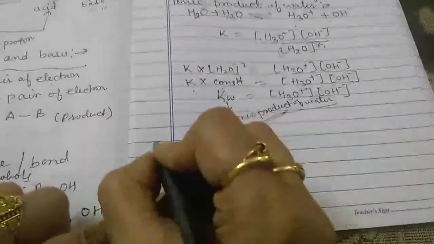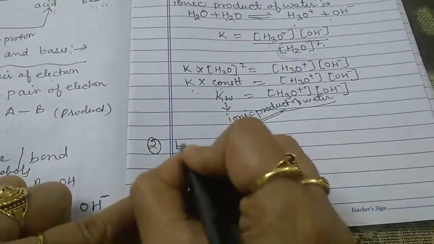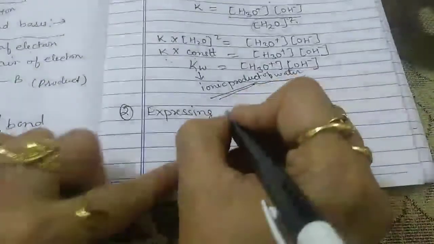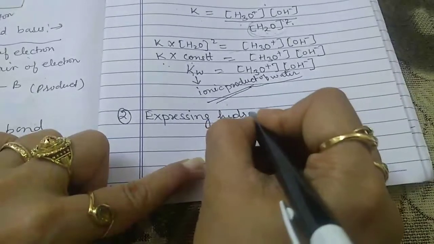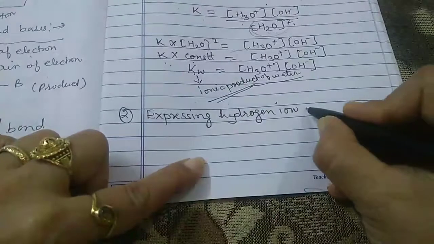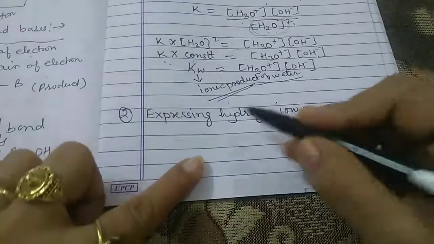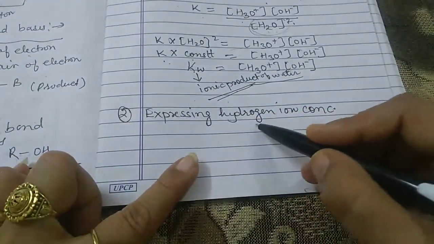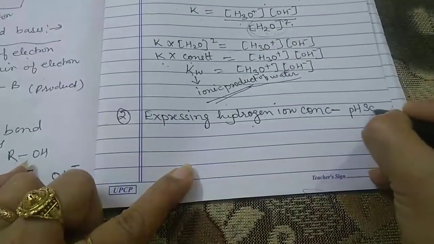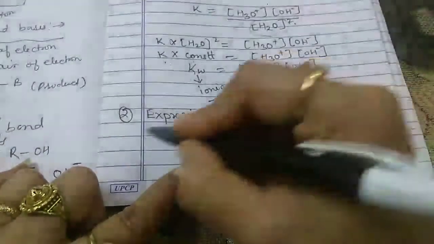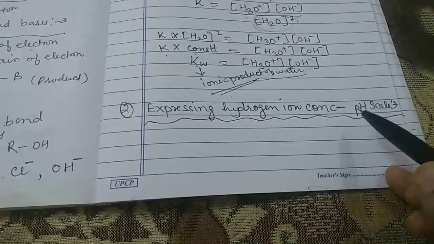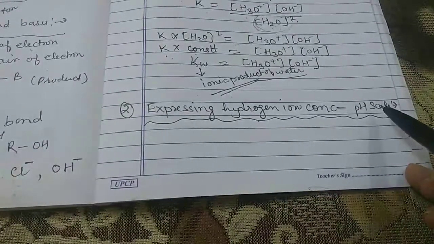Now the next topic is expressing hydrogen ion concentration. It is also called the pH scale. Expressing hydrogen ion concentration, also known as the pH scale.